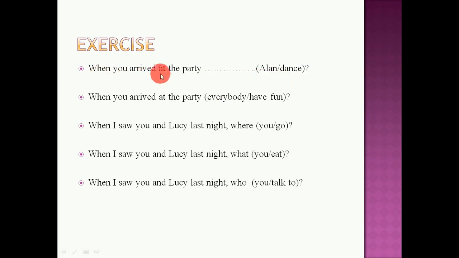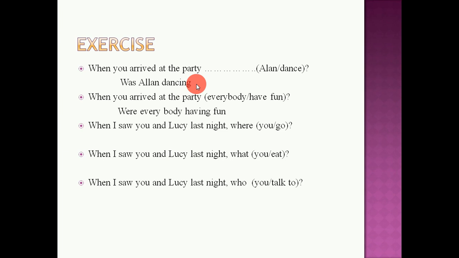When you arrived at the party, Alan danced. So the answer is: was Alan dancing? Was Alan dancing? When you arrived at the party. When you arrived at the party, everybody have fun. Were everybody having fun?